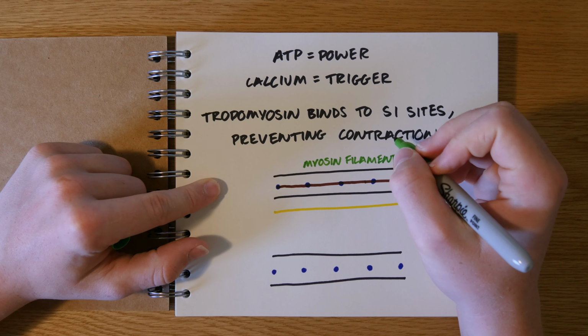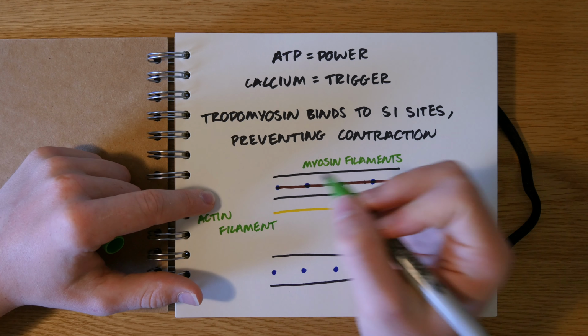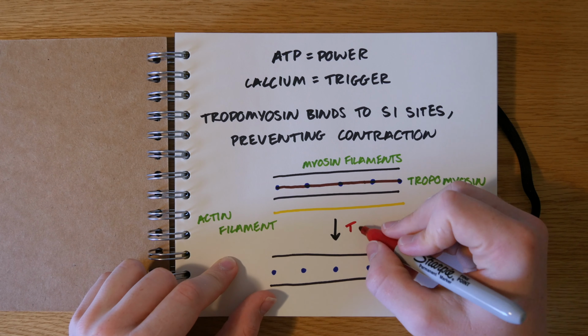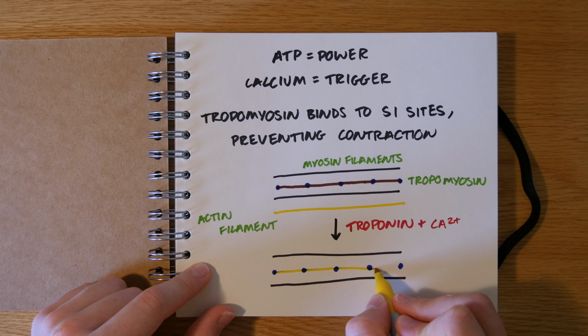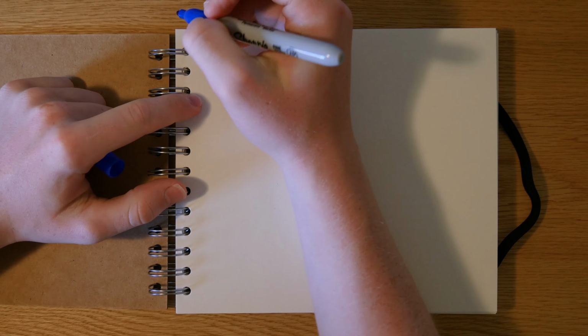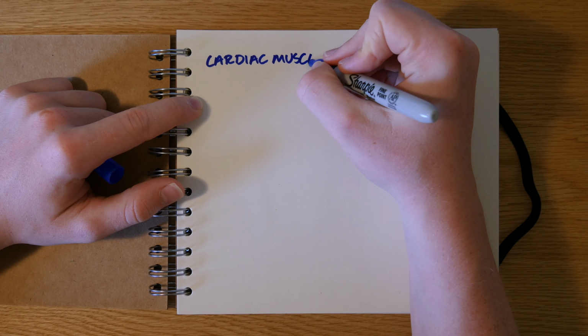Once the myosin binding sites are exposed, assuming enough ATP is present, myosin binds to actin to begin cross-bridge cycling again, causing the muscle sarcomeres to contract. Therefore, calcium is what allows muscle contraction to occur, as it enables these inhibitor proteins to move away from the myosin binding sites. There are two further types of striated muscle, namely cardiac and skeletal muscle.